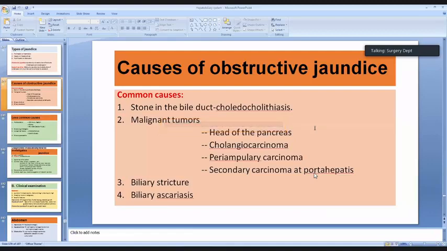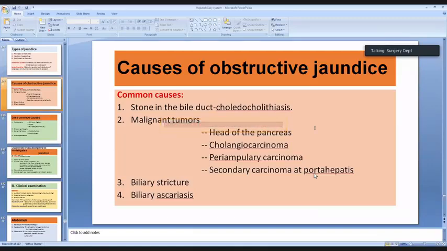Periampullary carcinoma is a special variety of carcinoma in that region that might affect one or more of the components around the ampulla of Vater, like the head of the pancreas, the terminal part of the bile duct, or part of the duodenal wall. If any component is affected by a malignant tumor, it can obstruct the biliary channel. This is called periampullary carcinoma.